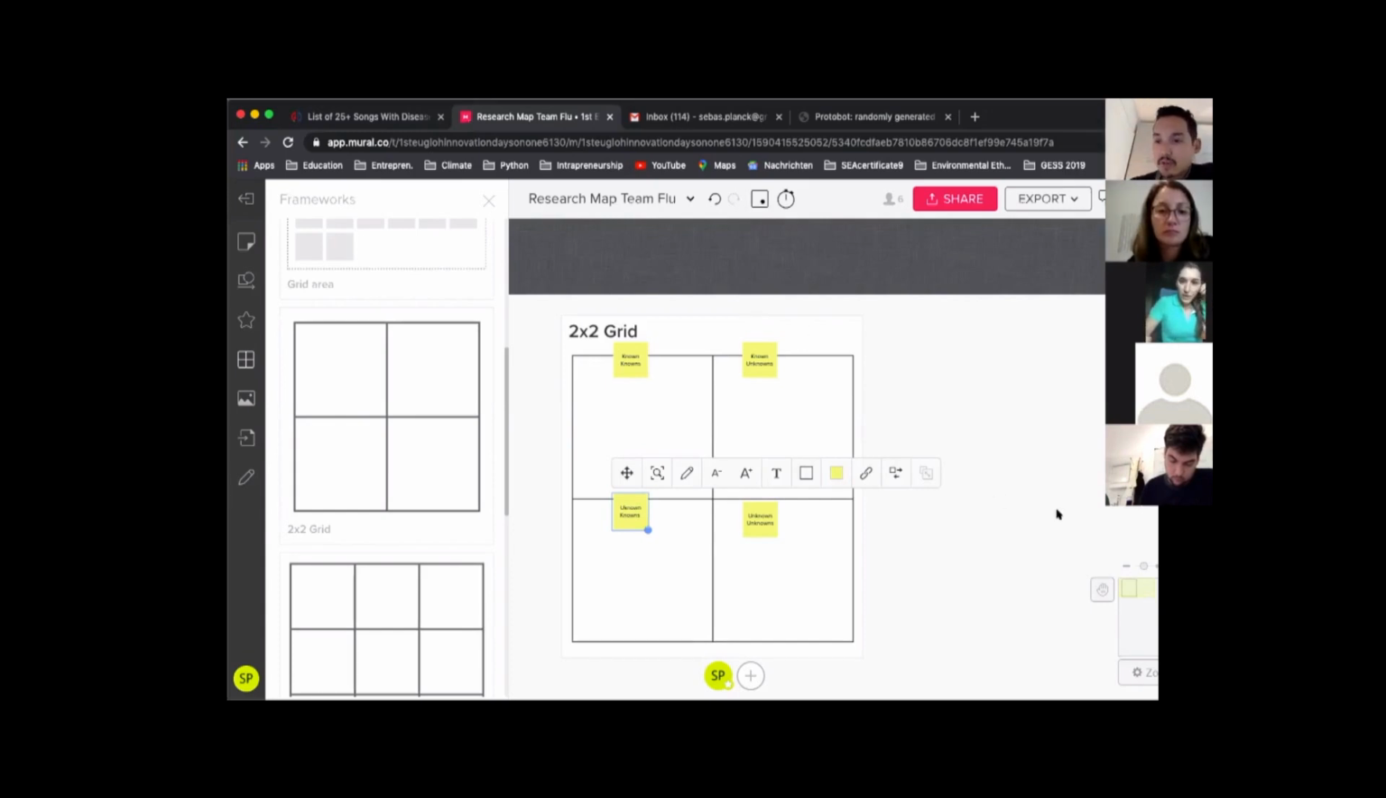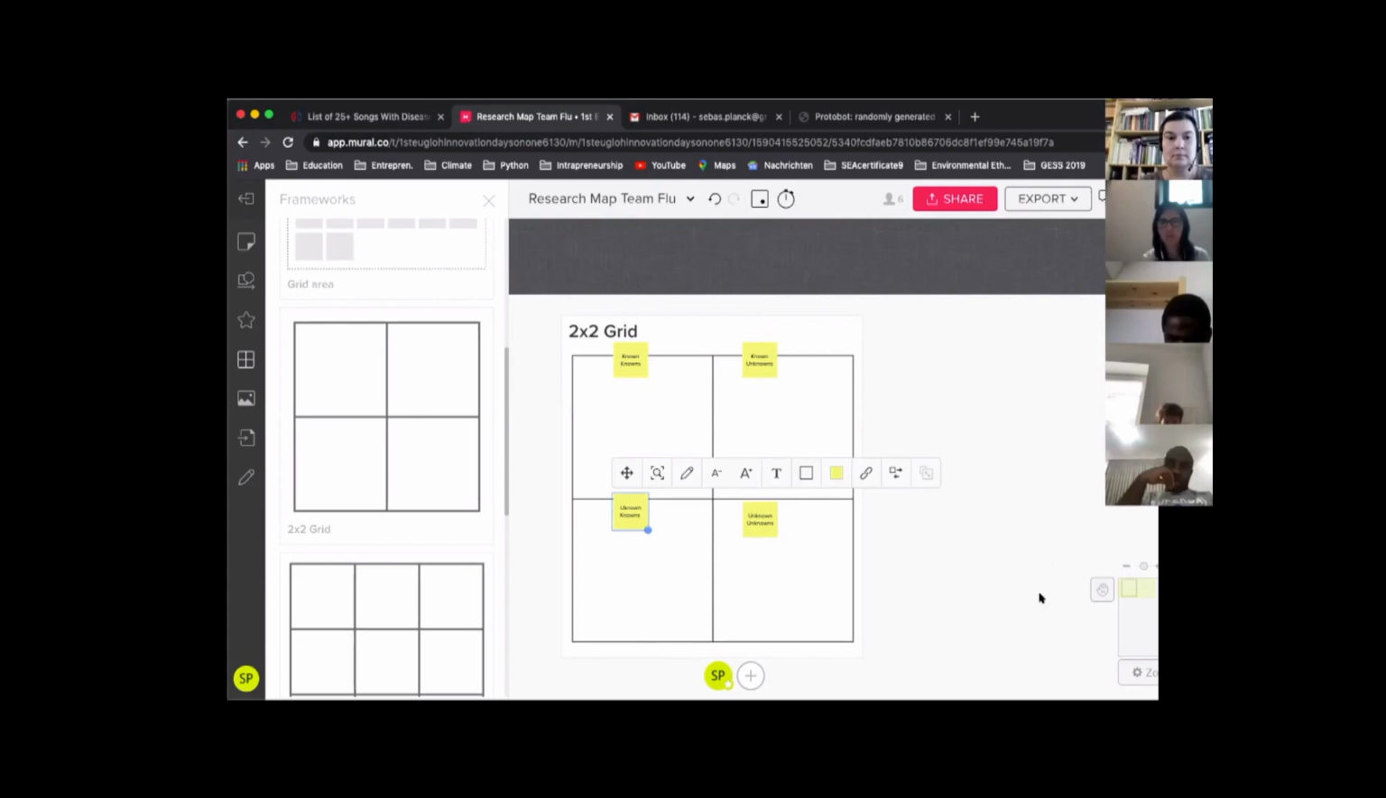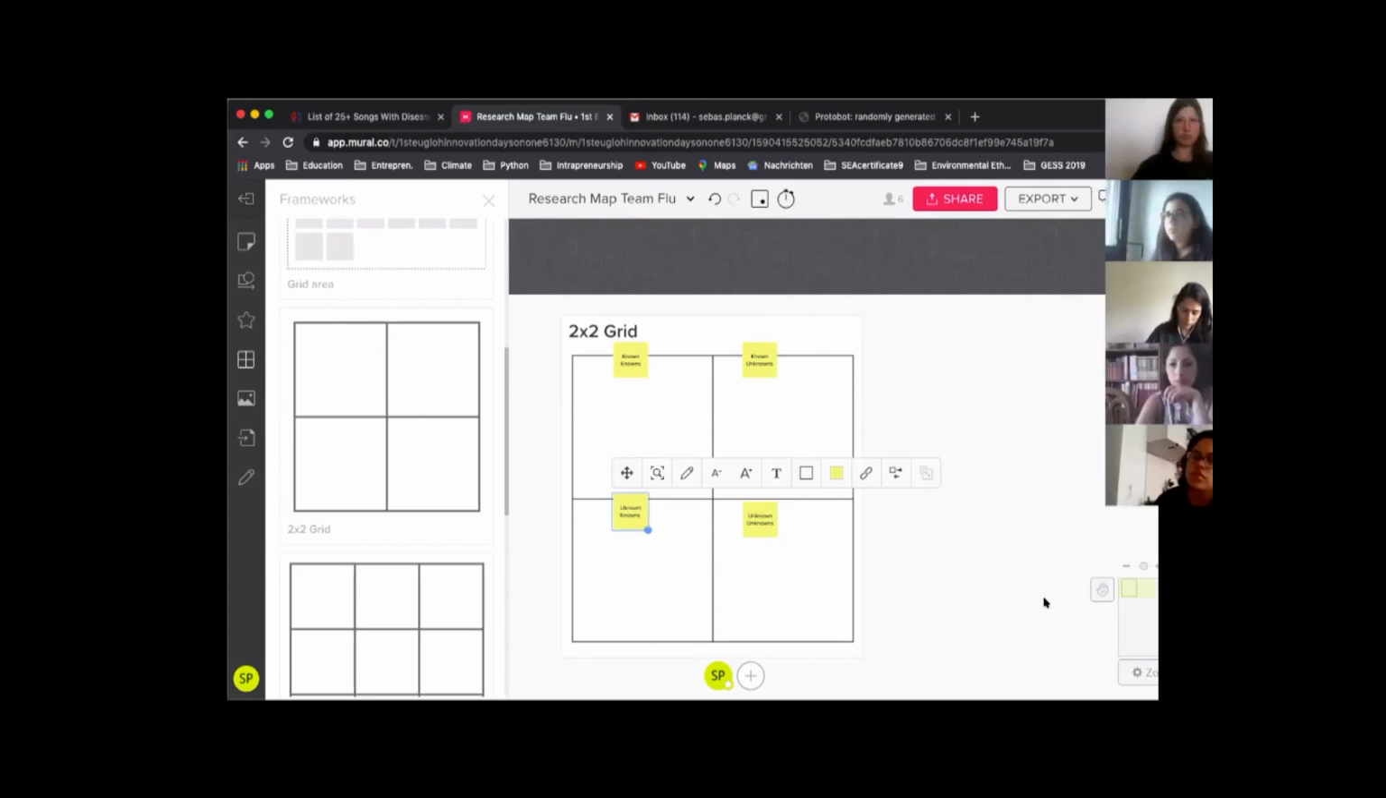Is that clear to everyone? Yeah. So we're supposed to decide now what our problem will be. You don't have to decide on the problem yet. What you should do is just have a discussion. What are your fields of interest? What do you think is an interesting problem and so on?